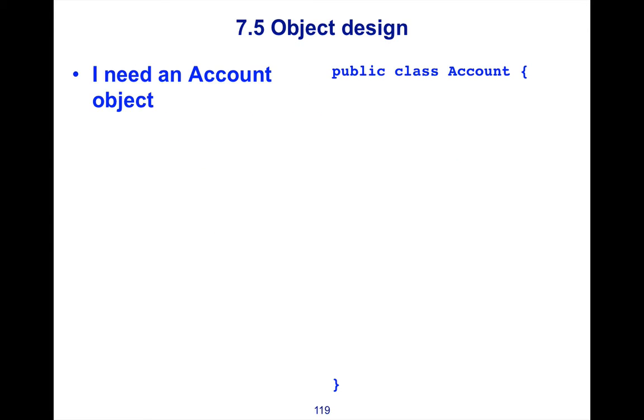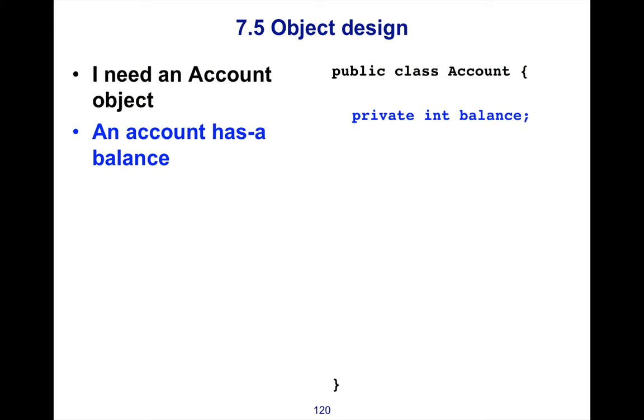So let's go through a bit of a user story and see how that leads to our object design. You're initially approached by a user who says, I need an account object. This leads you to create public class Account, the definition of an account class. The user might go on to say the account has a balance. That means we must provision for the balance.